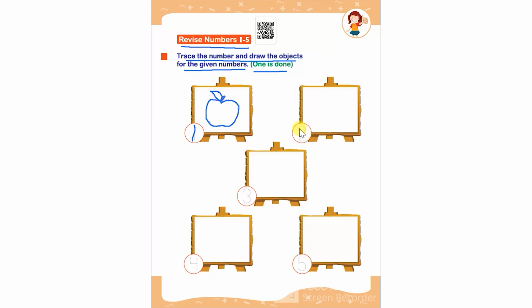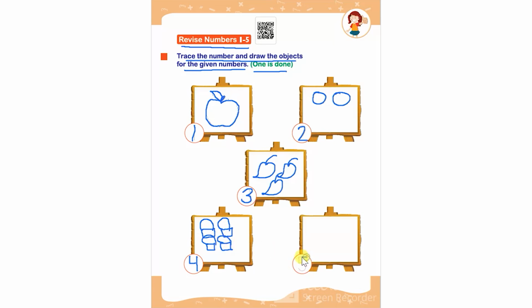After that, next is number 2. So the child has to draw any 2 objects, say for example 2 circles. After that, there is number 3. So here the child has to draw any 3 objects, say for example mangoes. After that, it's the number 4. So the child has to trace it and then they have to draw any 4 objects, say for example cupcakes. 1, 2, 3 and 4.